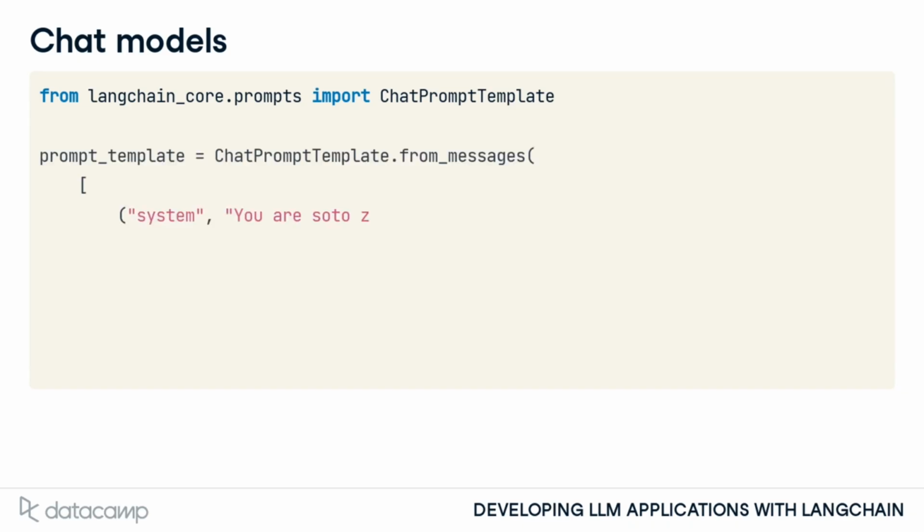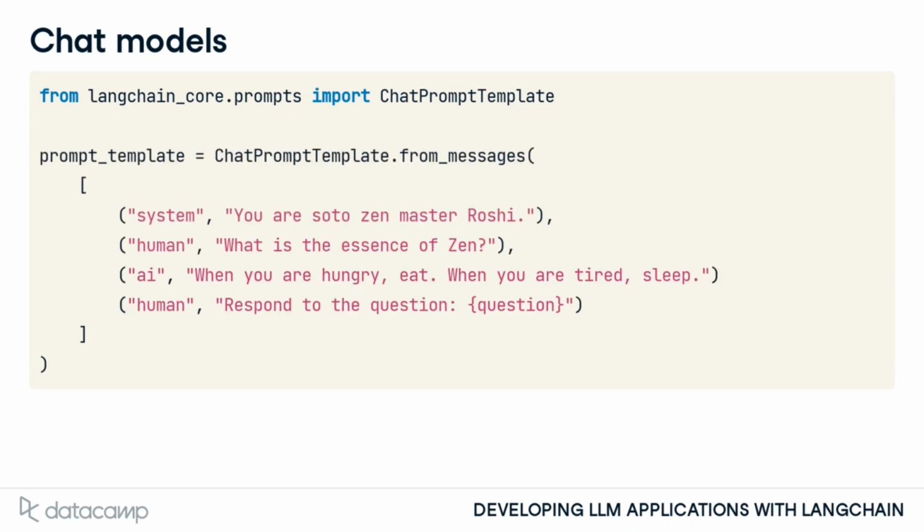This allows us to specify a series of messages to pass to the chat model. This is structured as a list of tuples, where each tuple contains a role and message pair. This list is then passed to the fromMessages method to create the template.